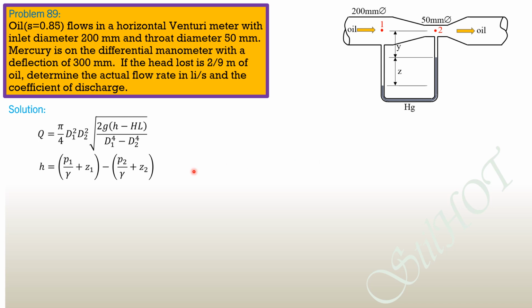No problem. So let's derive this expression, although in this case Z1 and Z2 are all zeros. Even if Z1 is 0 and Z2 is not 0, the formula that we can derive for h in terms of the specific weight and the deflection of this manometer liquid will be the same. So h is P1 over gamma of oil minus P2 over gamma of oil in this case, because Z1 and Z2 are all zeros if the datum is through 1 and 2. Even if the datum is anywhere, Z1 minus Z2 would still be 0.